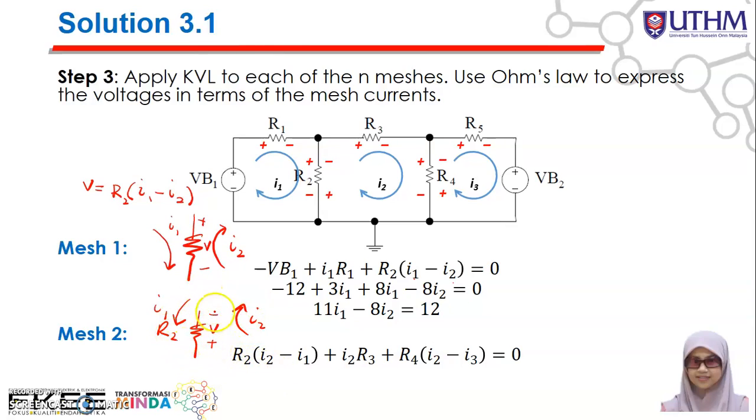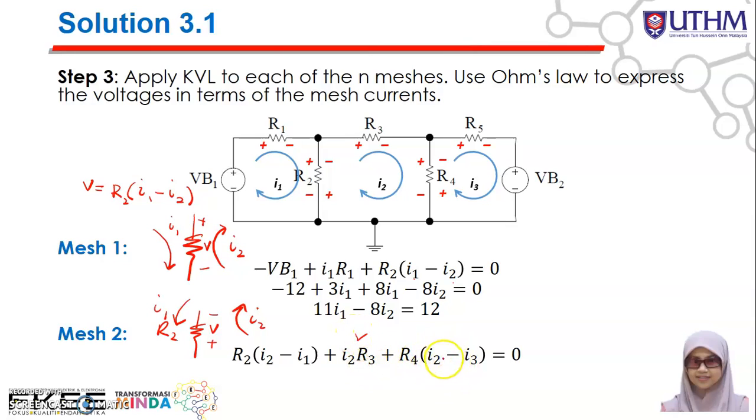Okay, so you see here positive, negative, so the current flows from the positive to the negative side. So I2 minus I1. Okay, R2 times (I2 minus I1), plus the voltage across R3, which is equal to I2 R3. So here you have I2 R3.